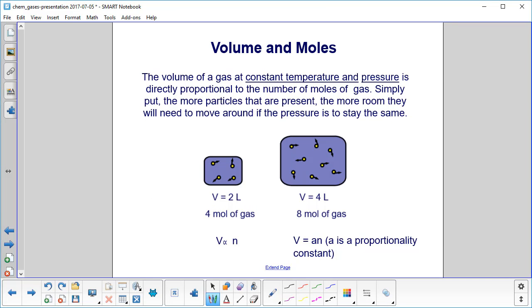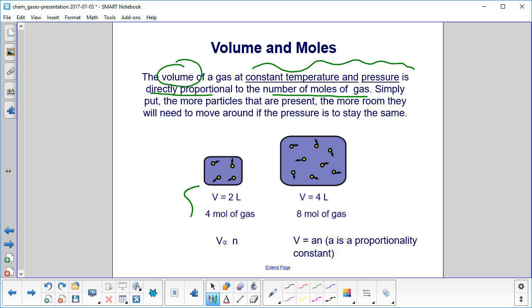On to the third law. This time, we will keep the temperature and pressure constant. And we're going to find that the volume of a gas is directly proportional to the number of moles of a gas. The more particles that are present, the more room they will need to move around if the pressure is to stay the same, because you only want so many of them to hit the sides of the container at one time. So if you add more, you need a bigger container.